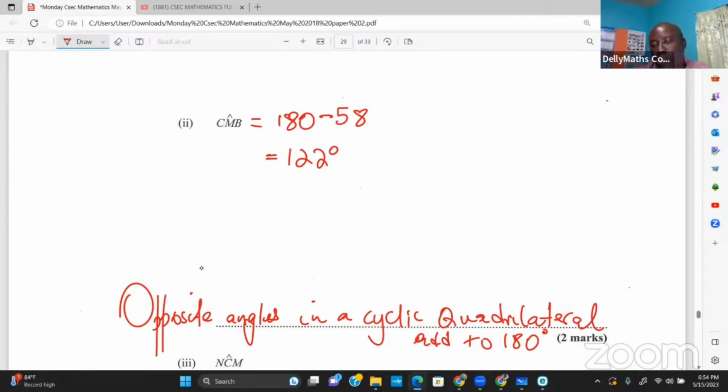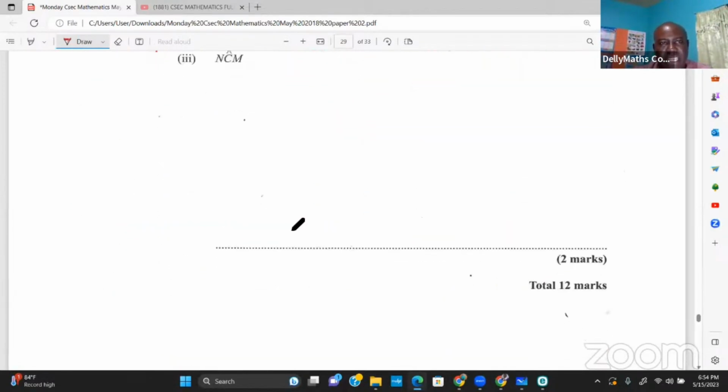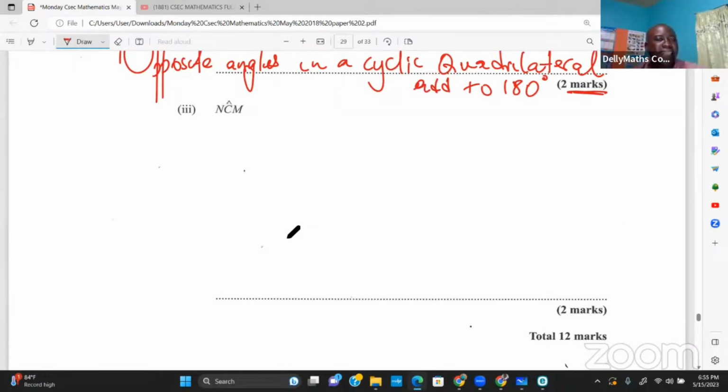Now, what you notice, 2 marks for your circle. One is to give this value, and the other one is for the reason. So you want to make sure that you know the reasons as you go, so you can always study them, look over them so that you don't drop any marks. Let's continue going. Next one, NCM.